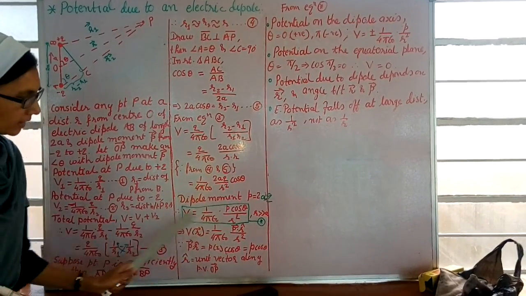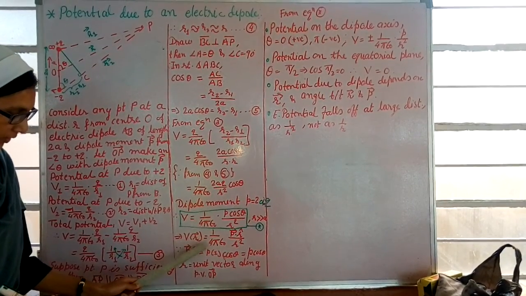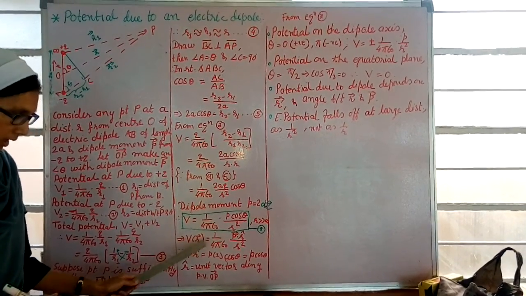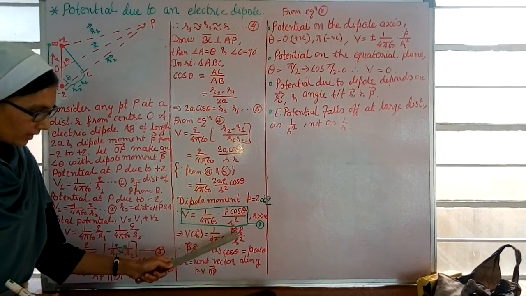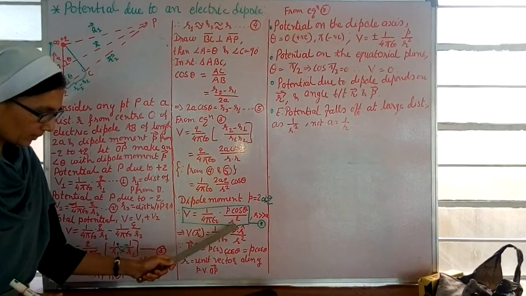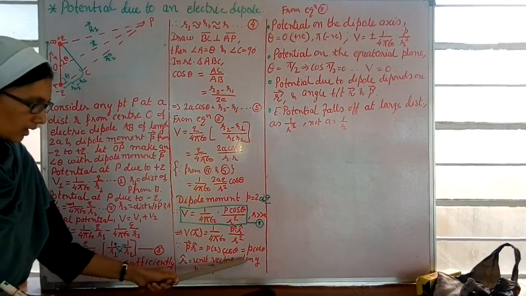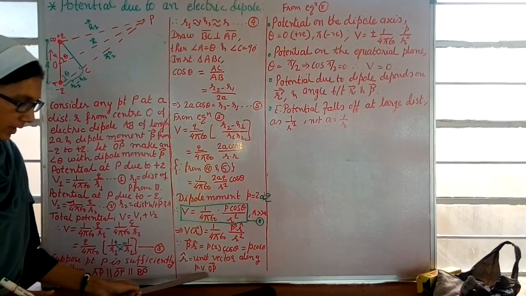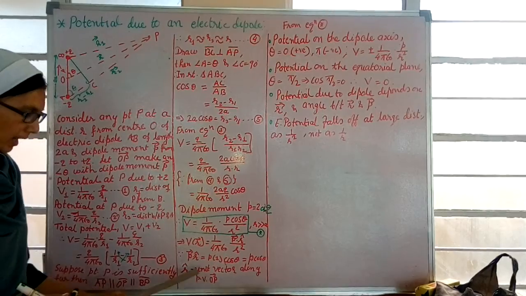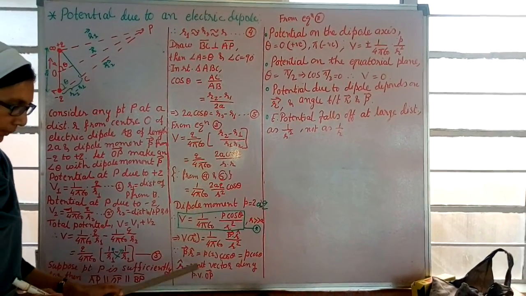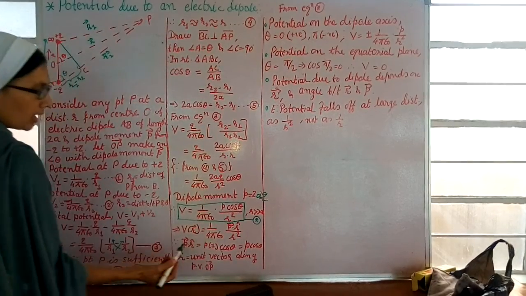Now we will write in the vector form. I am writing V of r, the position vector r, because it depends on r, is equal to 1 by 4 pi epsilon, p as vector p, dot r cap, divided by r square. Now what is r cap? R cap is the unit vector along the position vector OP. The distance of P from O we are taking as r, and r cap is the unit vector. So instead of p cos theta I have written p dot r cap.